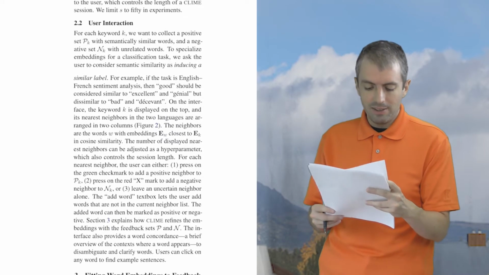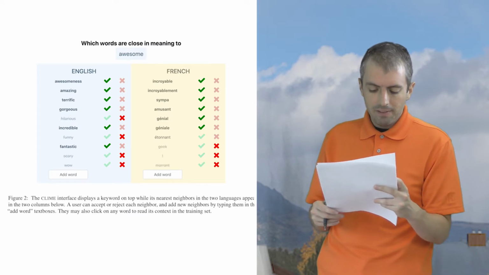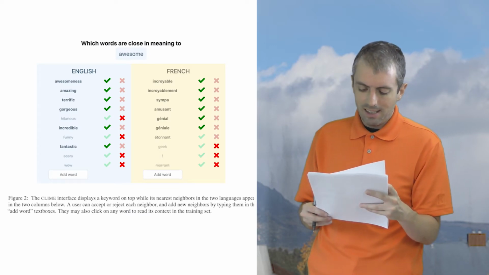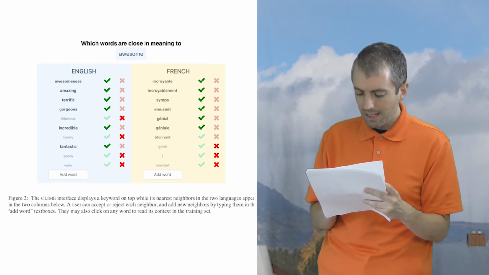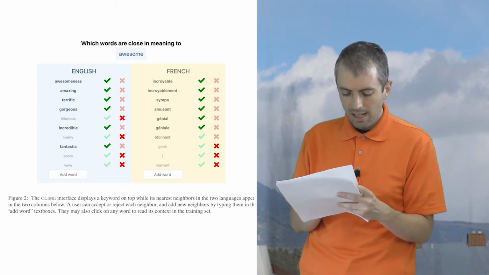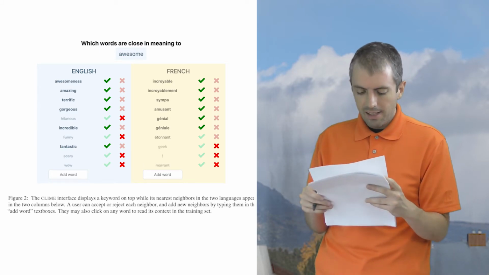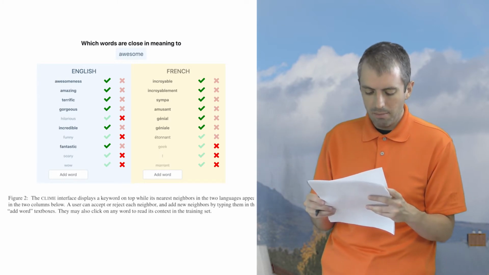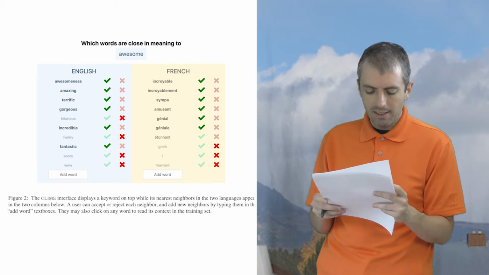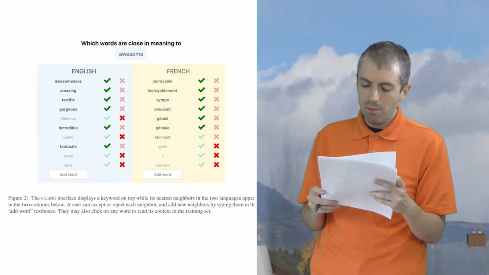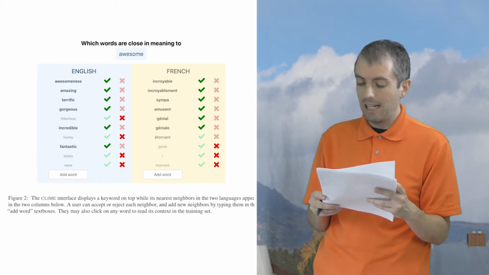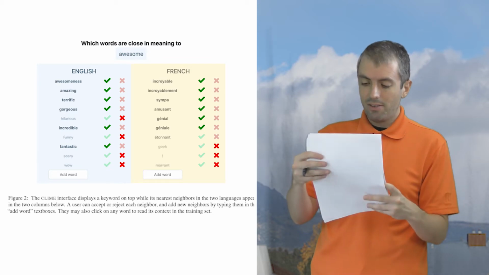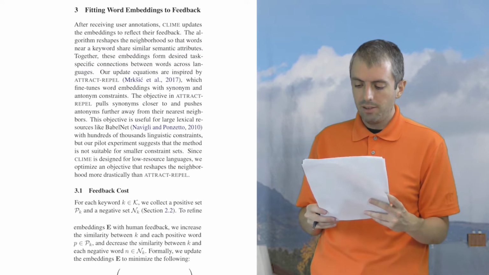Let's take a look at figure 2 now. The CLIME interface displays a keyword on top, while its nearest neighbors in the two languages appear in the columns below. A user can accept or reject each neighbor and add neighbors by typing them in the add word text boxes. They may also click on any word to read its context in the training set. Okay, section 3, fitting word embeddings to feedback.